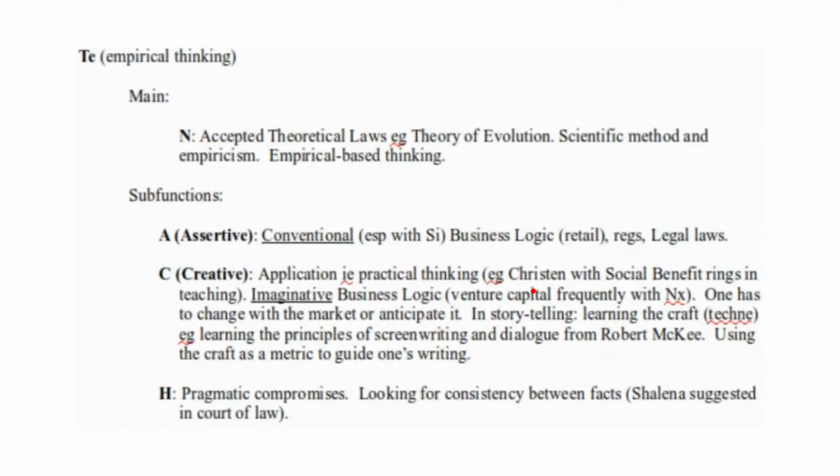Okay. Yeah. That one lacks detail to me. Creative extroverted thinking. I think of inventors when I think of creative TE, Leonardo da Vinci kind of thing. And then harmonizing, pragmatic compromises, looking for consistency between facts. Yeah, law is definitely a good example of this for me.